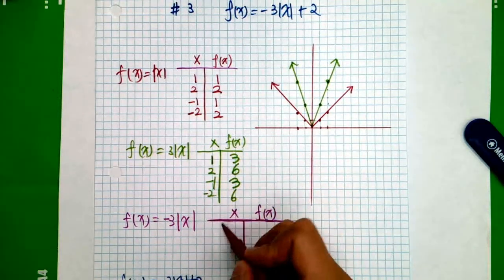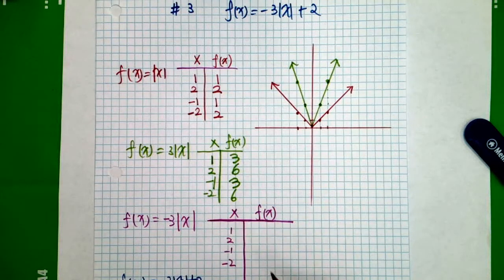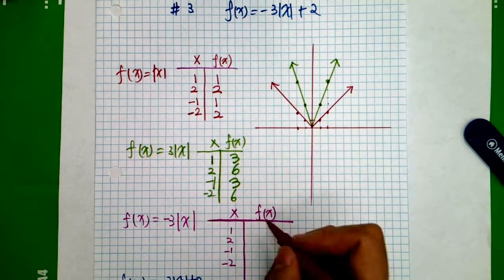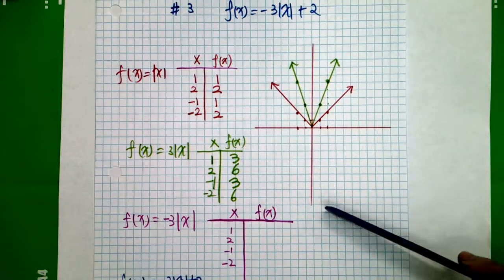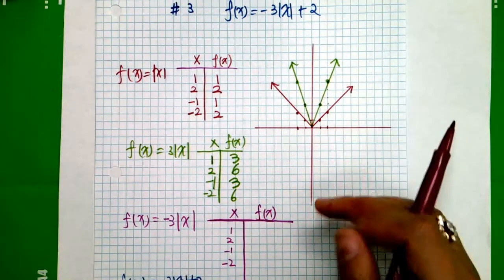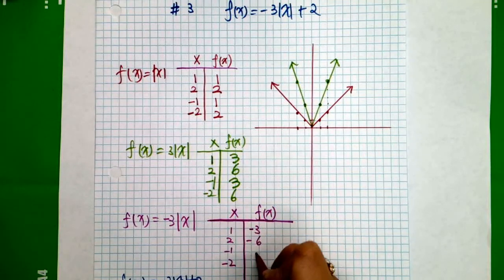Every single one of your x coordinates stays the same, but y coordinates will become negative because you're doing the reflection over the x-axis. Every single one of your y coordinates will become the opposite. So we will have negative 3, negative 6, negative 3, negative 6.